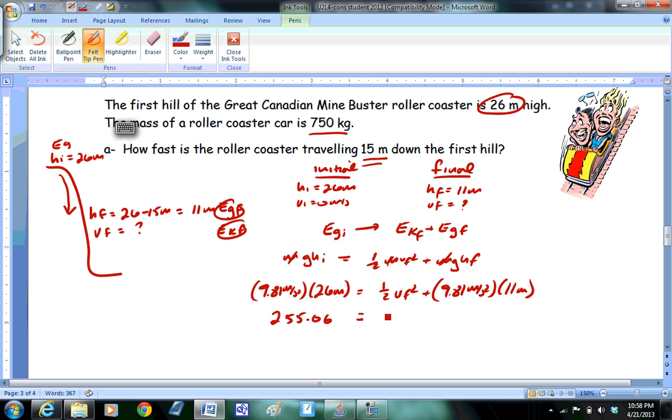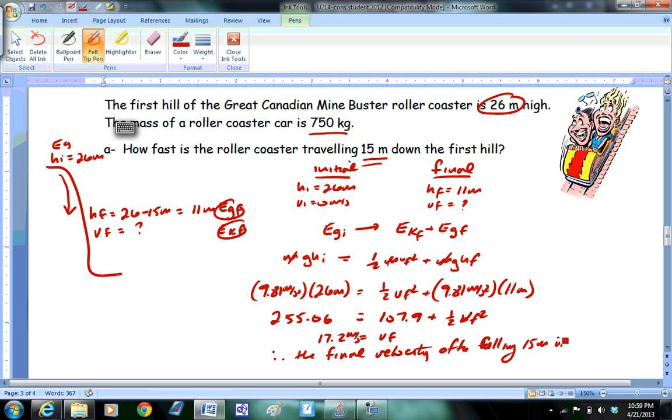So it's going to be 255.6 is equal to 107.9 plus 1/2 VF squared. So I'm going to have in the end 17.2 is equal to VF. So therefore, the final velocity after falling 15 meters is 17 meters per second. And that's it.